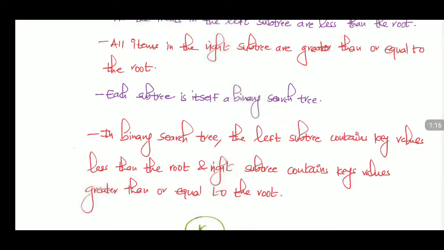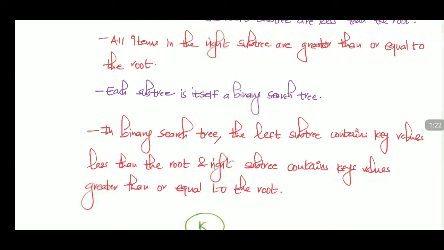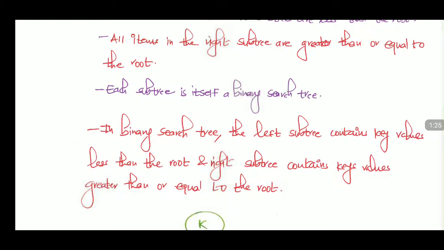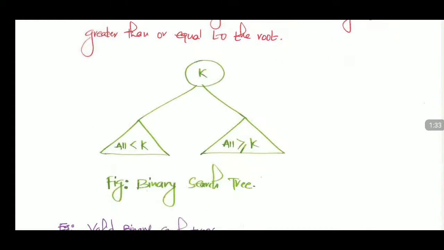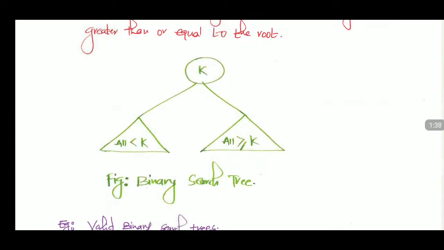In this binary search tree, as earlier mentioned, the left subtree contains keys or elements that are less than the root, and the right subtree contains the keys that are greater than or equal to the root. Schematically, this is represented in this figure. K is the root. Basically, in the left part, all elements are less than k, and in the right part, all elements are greater than or equal to k.